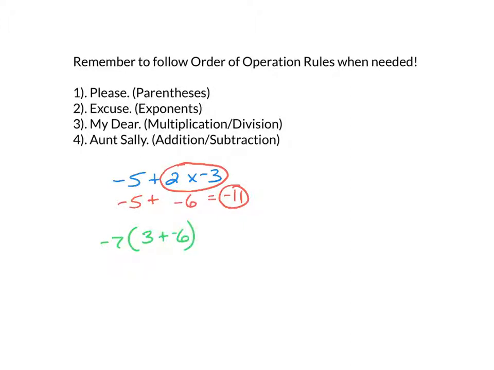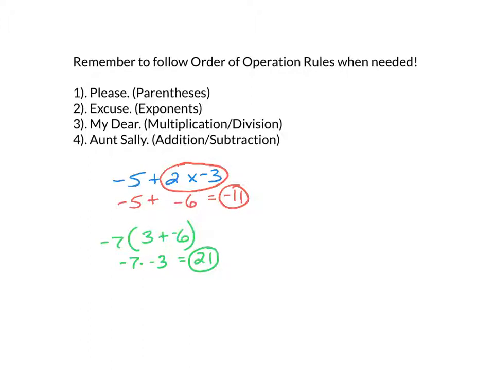Another example would be negative 7 times, in parentheses, 3 plus a negative 6. In this particular problem, I'm going to do the parentheses first. 3 plus a negative 6 is equal to a negative 3. And then I need to multiply that times a negative 7. So I have negative 7 times a negative 3. A negative times a negative is going to give me a positive. So the final answer for that problem is 21. As I say, you need to just make sure that you follow all the rules for please excuse my dear Aunt Sally, as you go through and do these problems.